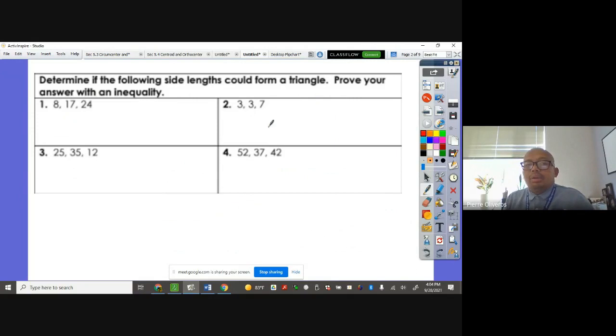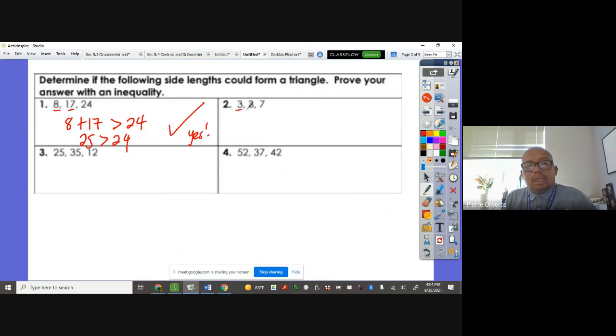Determine if the following side lengths could form a triangle. Prove your answer. So what are the two shorter sides here? The two shorter sides here will be 8 and 17. So I'm going to find the sum by adding them, and it has to be bigger than the third side. 8 plus 17 is 25. Is that bigger than 24? Yes, so that will work. So here is a yes.